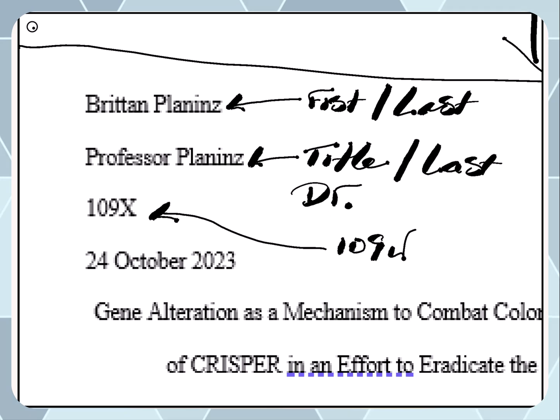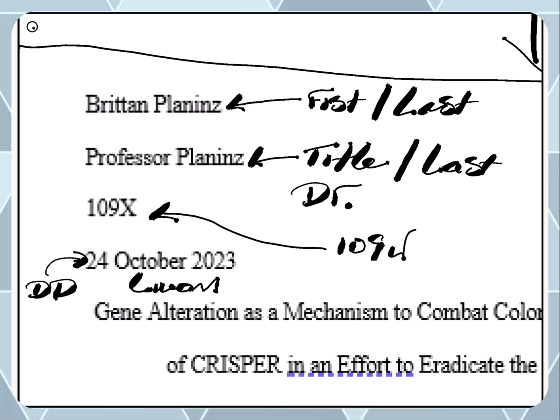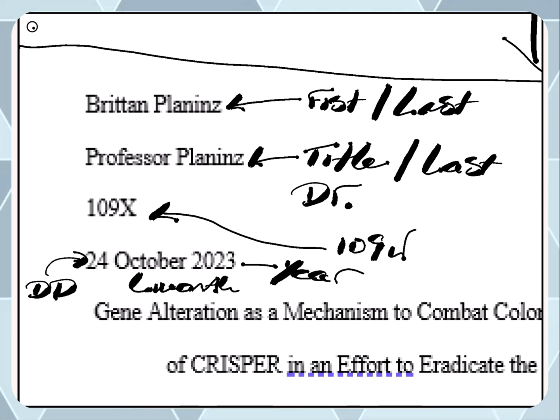Now the date is very specific. So we'll see here, you go day, and then the month completely spelled out, and then the year. And we don't abbreviate it 23, it's 2023, okay, according to this date. So 24th of October 2023, that's when this paper was handed in to the professor for grading.